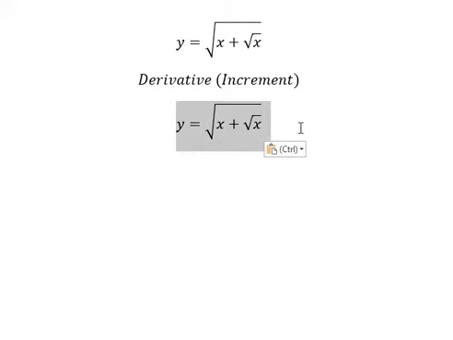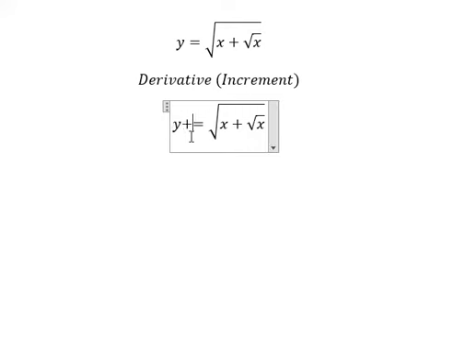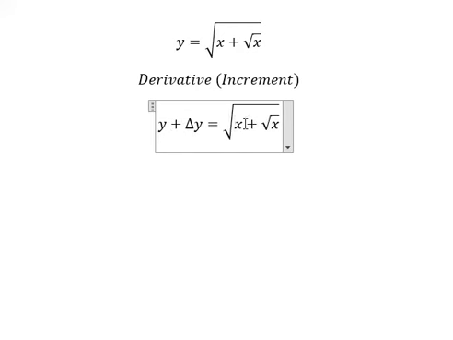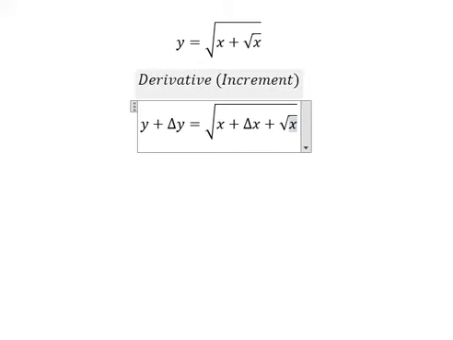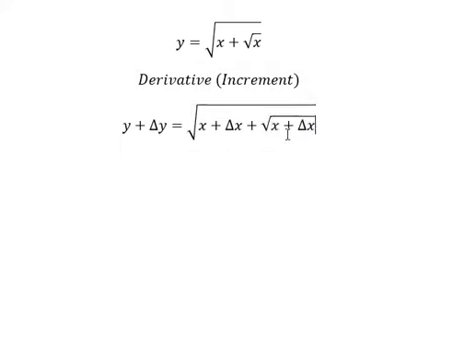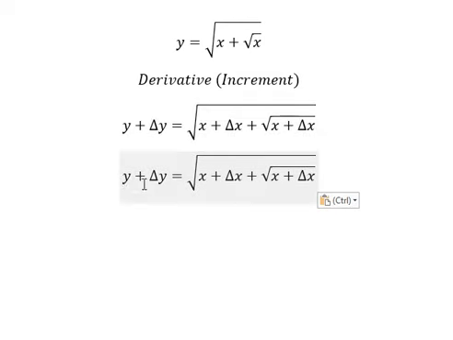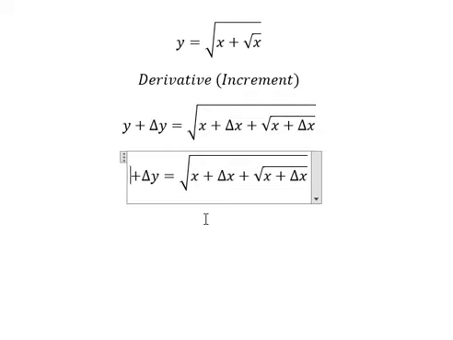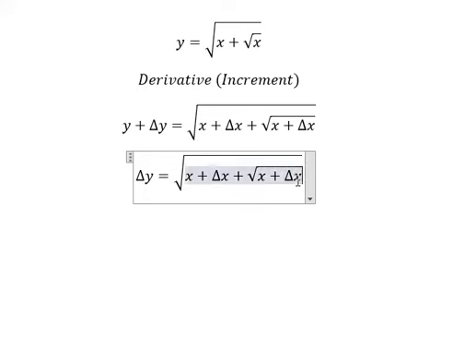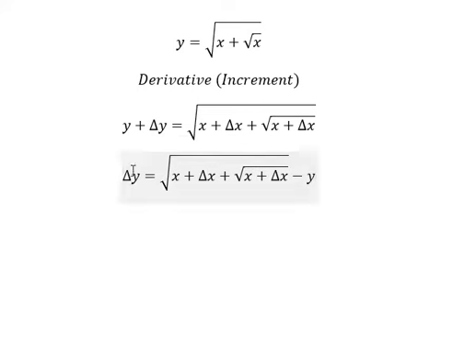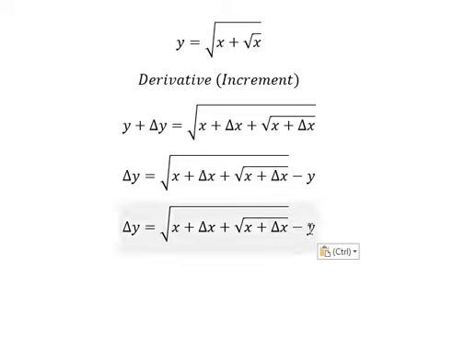We have this function in here. So the first thing on the left, we need to put delta y. On the right, we need to put delta x next to the variable in here. Next, I will put y to the right. Next, we know that y equals this one.